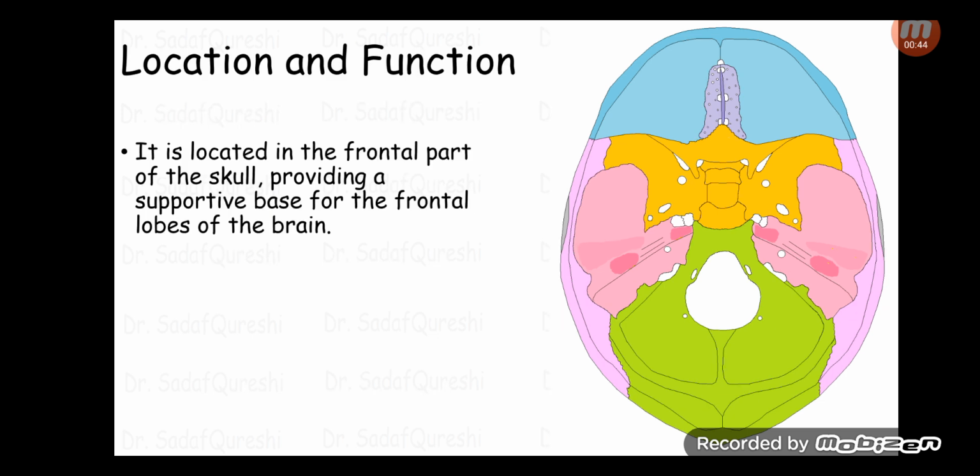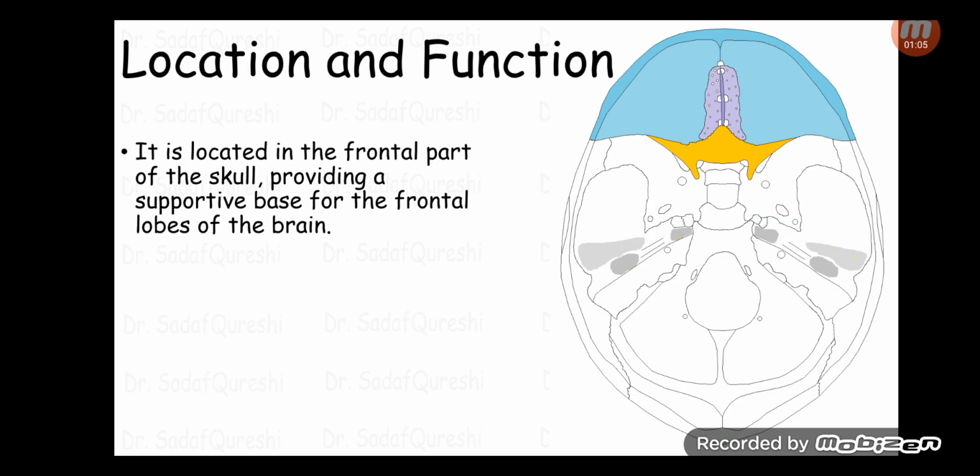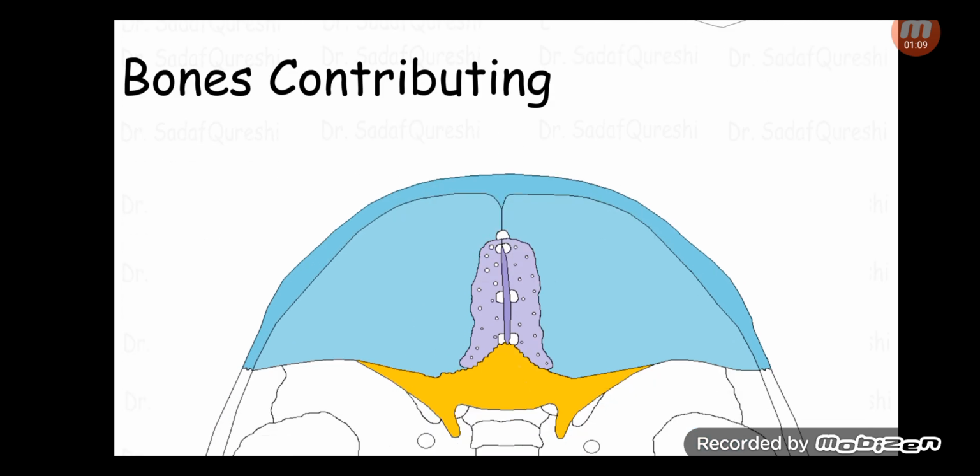Talking about the location and function of anterior cranial cavity, it is located in the frontal part of skull. As the name indicates, anterior, that means in front. It provides a supportive base for the frontal lobes of brain. This fossa is involved in separating the brain from the underlying structures such as nasal cavity and orbits through its bony floor. This highlighted area in the diagram is anterior cranial cavity.